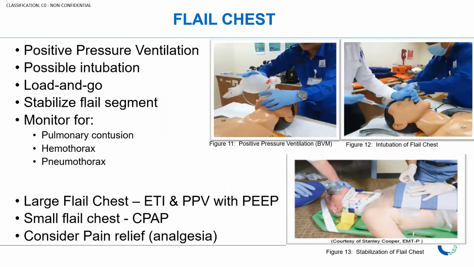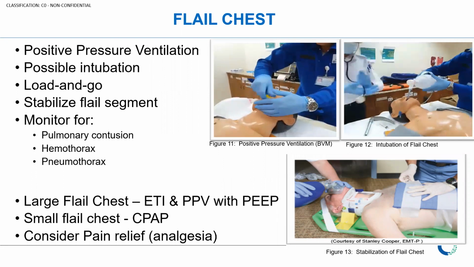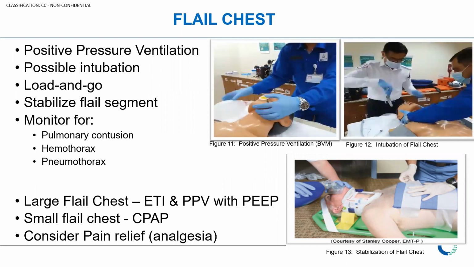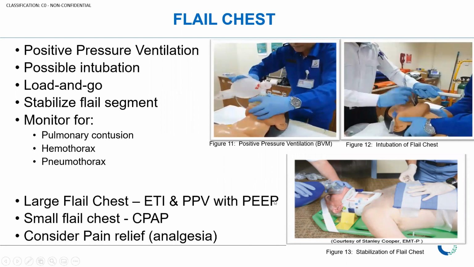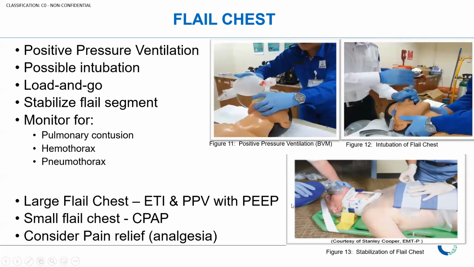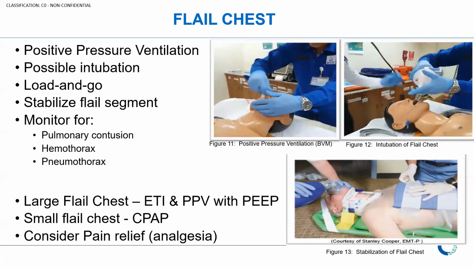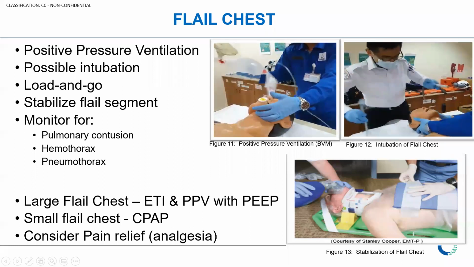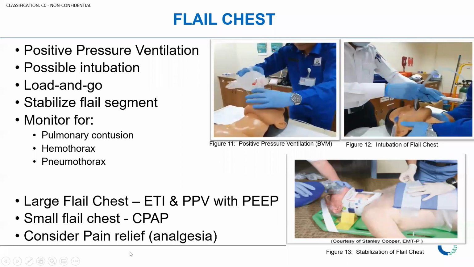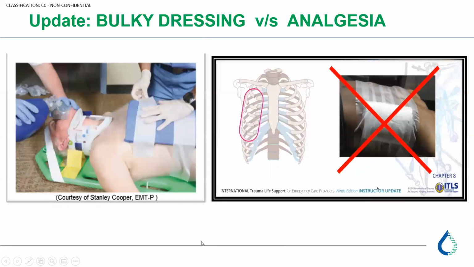There's some advanced treatment here. For a large flail chest, you need to intubate the patient and provide positive pressure ventilation with PEEP. For some of you who may not be familiar with PEEP, positive end expiratory pressure, it's a small gadget that attaches to the BVM, that maintains the end expiratory pressure to keep the lungs inflated. For a small flail chest, you can do CPAP and consider pain analgesia. Okay. Update: bulky dressing versus analgesia.